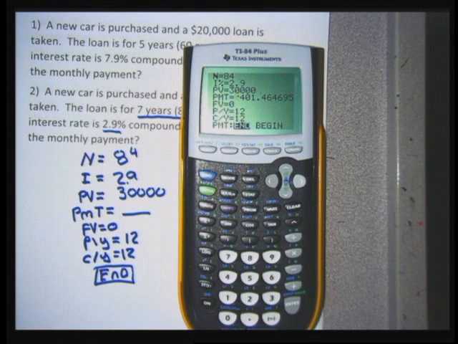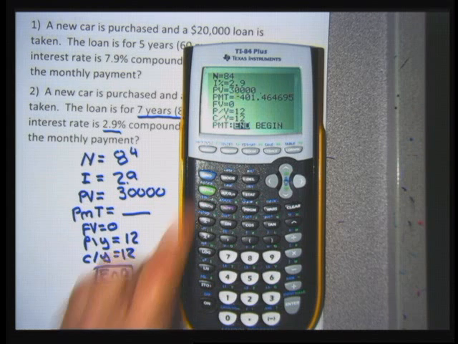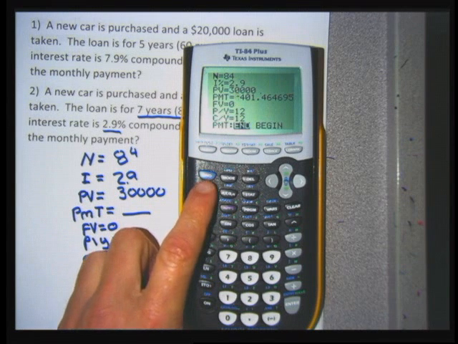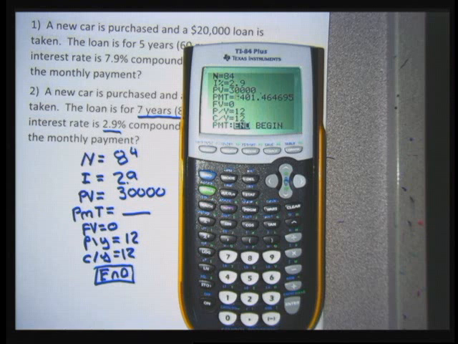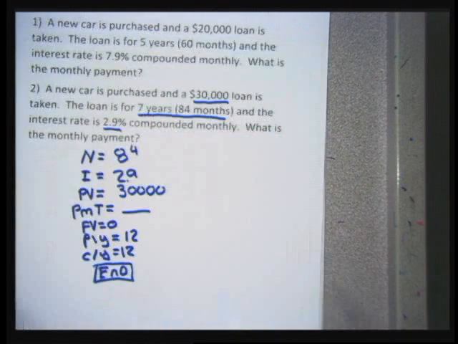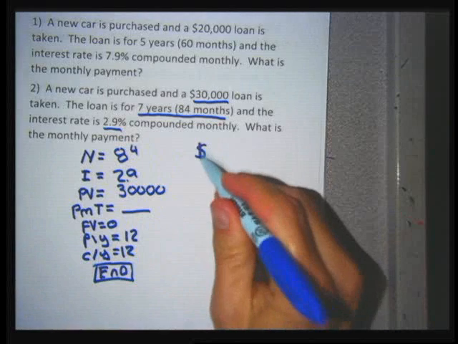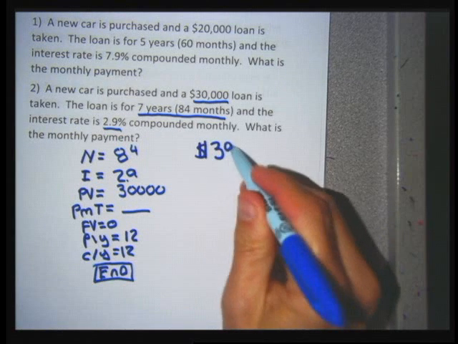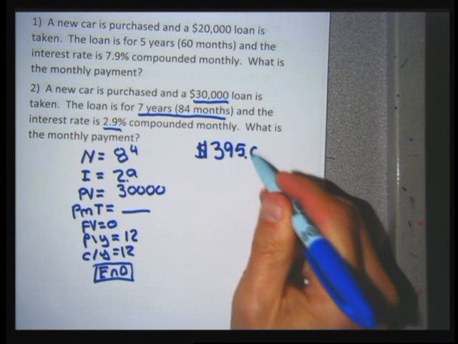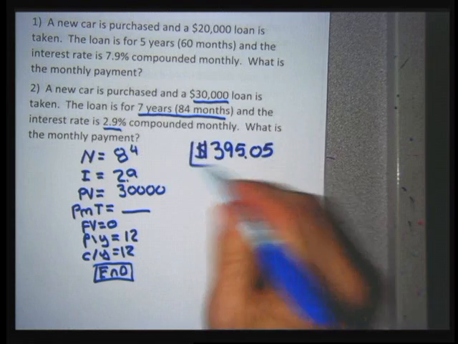I have my cursor now flashing on the PMT. Once I have everything but the unknown typed in, you move to the unknown, in this case it's the PMT, get the cursor flashing by it, you hit the green alpha button, and then the enter key. And that's going to tell me that this payment is, I'm going to round to $395.05 a month. So for question 2, the monthly payment is $395.05.